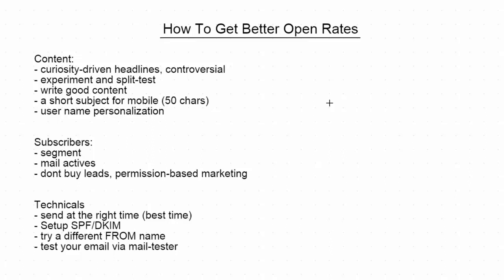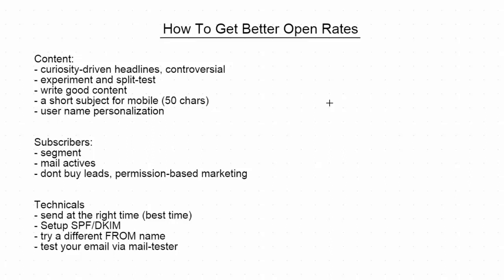Number 4, try and use a short subject line for mobile. Now, most people are used to writing long email subject lines, but these days, when you're using smartphones, there's limited space that Gmail and other email service providers provide. It usually helps to have a short subject line in that case, ideally under 50 characters.